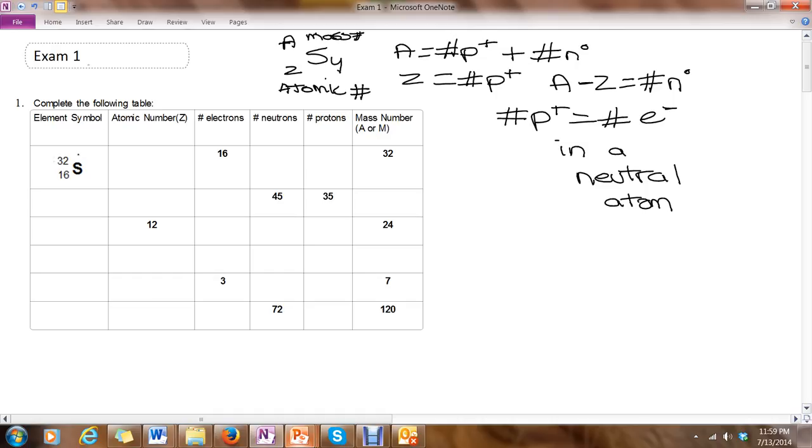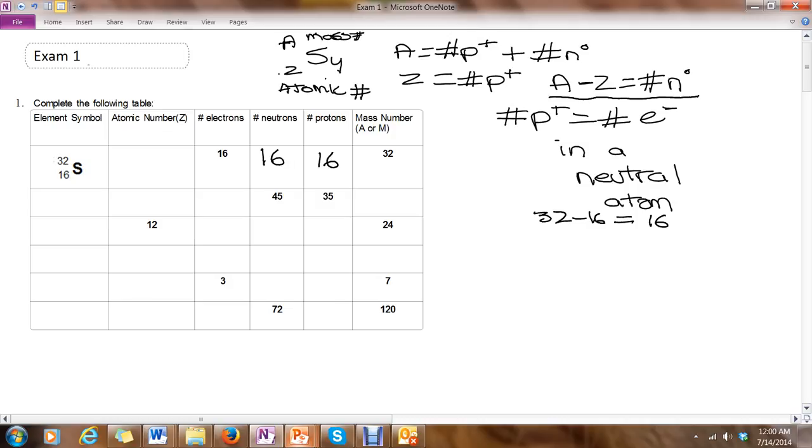So let's look at here. Here you got sulfur with number of electrons 16. It doesn't have a charge, so the number of protons equals the number of electrons. Okay, how can you find the number of neutrons? You subtract. I put a formula here on this side, which is A minus Z is equal to the number of neutrons. A is on top, which is the mass number, minus the atomic number. So 32 minus 16 gives me 16. So the number of neutrons is 16.